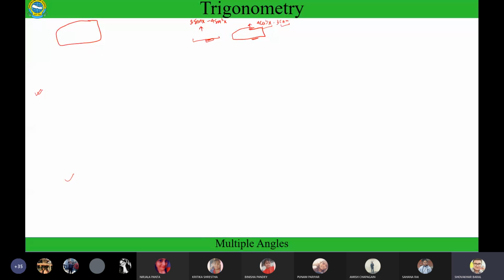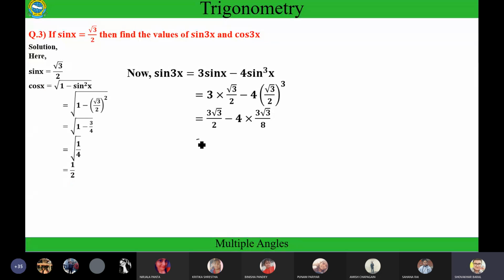Okay, so let's continue. Sine 3x is equals to 3 root 3 by 2 minus 4 times 3 square root 3 by 8. It is equals to 3 square root of 3 by 2 minus 4 and 8 will be cancelled, 4 times 2, minus 3 square root 3 by 2. Though you can take the LCM also without multiplying. So 3 square root 3 by 2 and 3 square root 3 by 2 will be cancelled, and this is equals to 0.